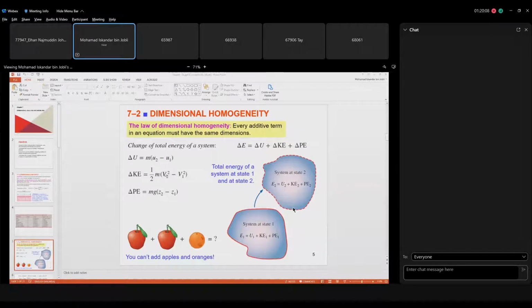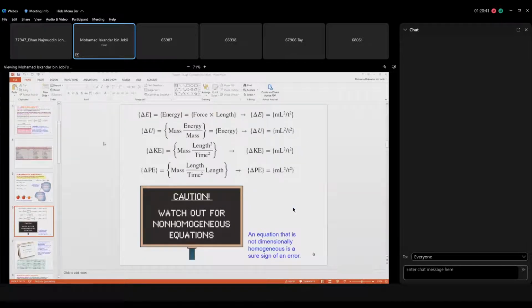How do you expand the v? V is velocity. Velocity is the displacement over time, so it is L over T. Then mgz: what is g? G is acceleration, and z is of course L, for any distance or displacement, or when it represents length. It is L in terms of primary dimension. This is how you expand them.